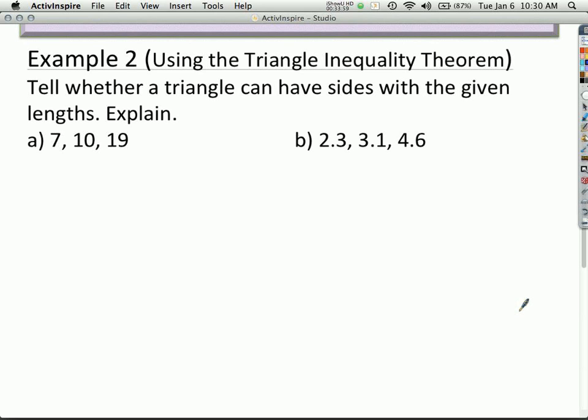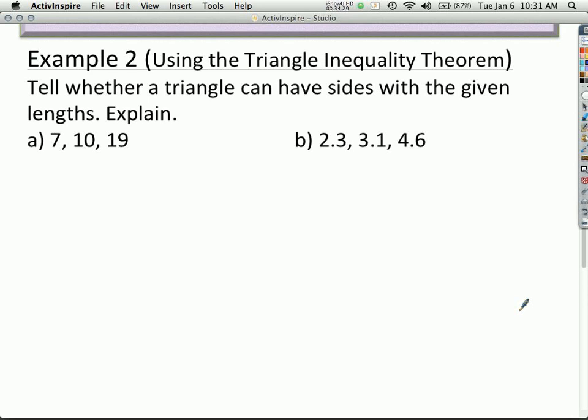So, in part A, I have the lengths 7, 10, and 19. It doesn't matter what the units are. It could be centimeters, it could be inches, it could be feet. It doesn't really matter. We're talking about the same unit of measurement. Tell whether a triangle can have the sides with these lengths and explain. Remember that an explanation could be words, but it can also be a diagram. It could be math work. It could be a lot of different things.